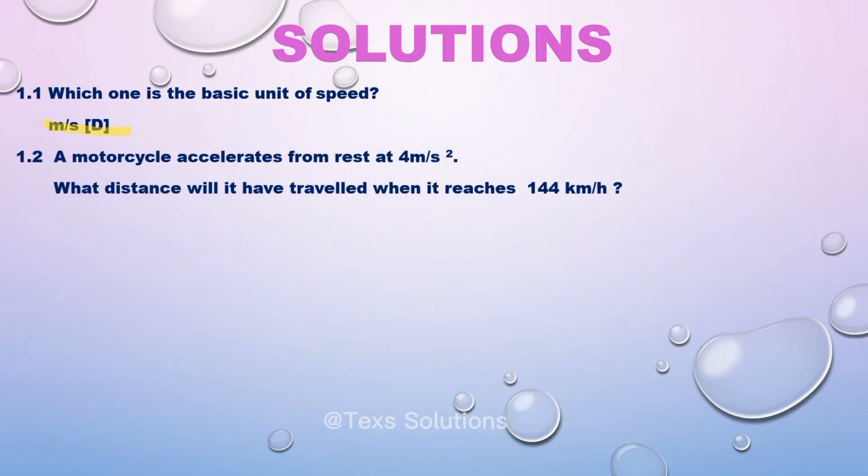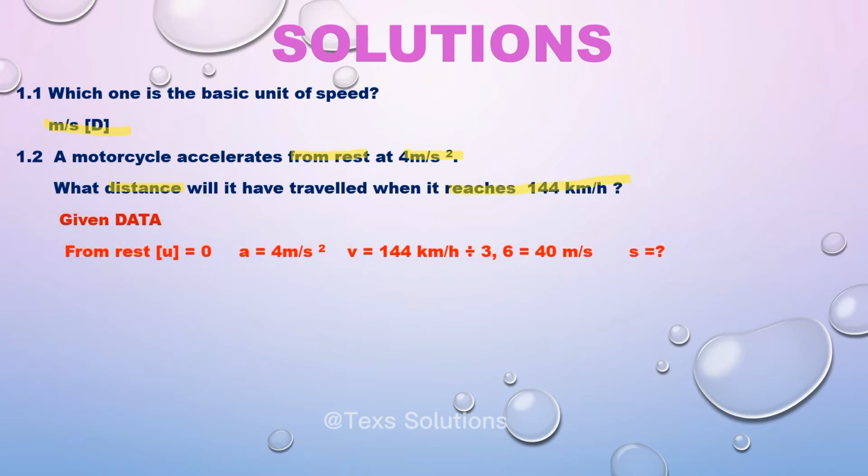A motorcycle accelerates from rest at 4 meters per second squared. What distance will it have traveled when it reaches 144 kilometers per hour? First, we will look at the given information. The first keyword we have is from rest. When an object is at rest, it means the object is not moving. Therefore, the initial velocity should be 0. So they will use the word rest or stationary. The symbol which we use to represent initial velocity is the letter U.